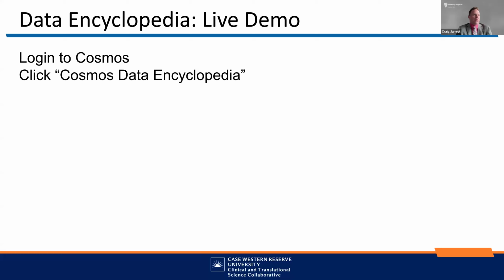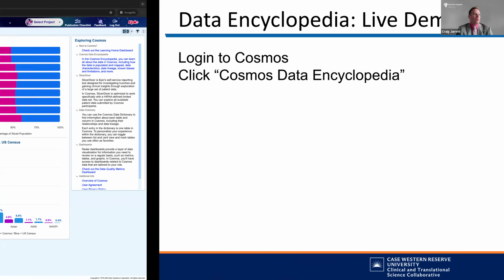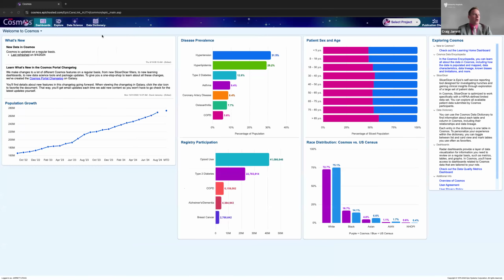I'm going to jump right over from the data dictionary to the encyclopedia. The encyclopedia lives in what is called Galaxy, and you can go to galaxy.epic.com. That's where many of the underlying instructions and more information on not just Cosmos, but pretty much all of the Epic ecosystem lives. And so with that, we'll go right back over to our live demo.